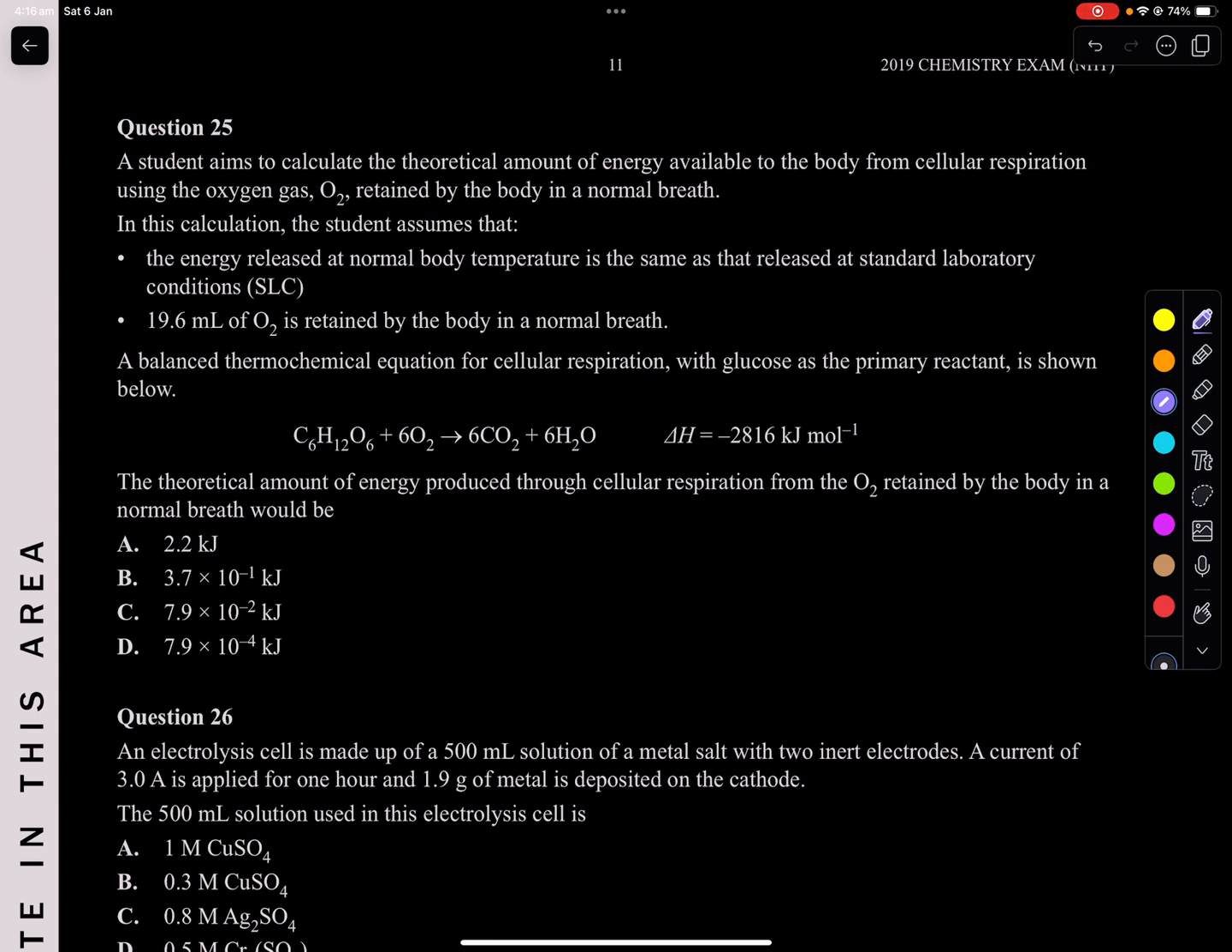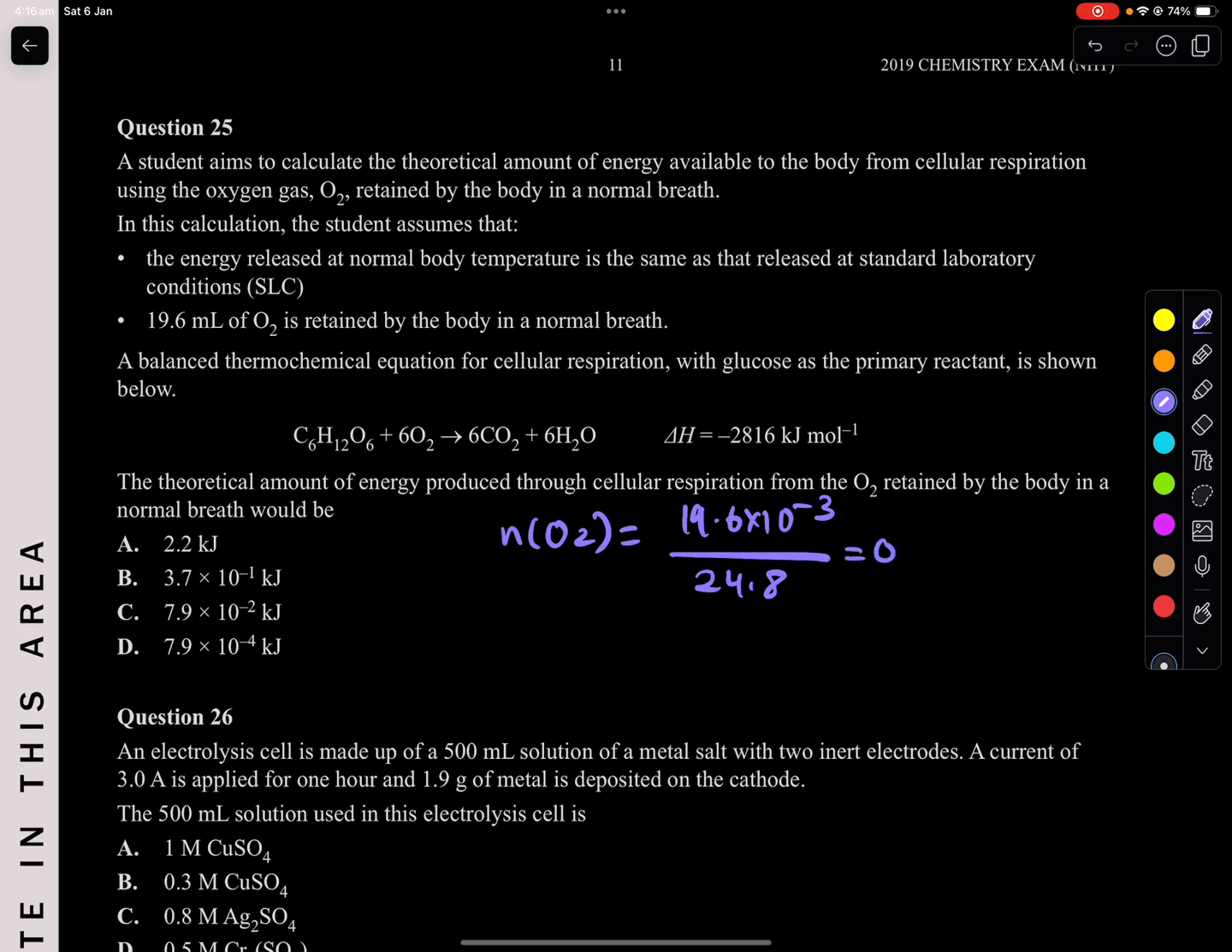Nice and easy, actually. Let's find the mole. We need to first find the mole of oxygen gas, which is easy. It's just going to be the volume of it, which in this case is 19.6 times 10 to the negative 3 divided by the Vm, which in this case would have been 24.8 in your formula sheet. So what's 19.6 times 10 to the negative 3 divided by 24.8?